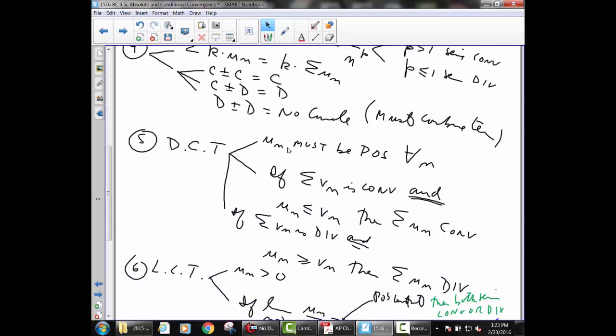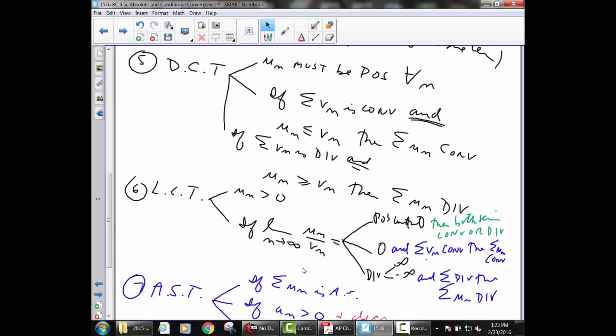Direct comparison test, your u_n's have to be positive. If the summation of v_n is convergent and u_n is less than or equal to v_n, then summation u_n is convergent. If summation v_n is divergent and u_n is greater than or equal to v_n, then summation u_n is divergent.